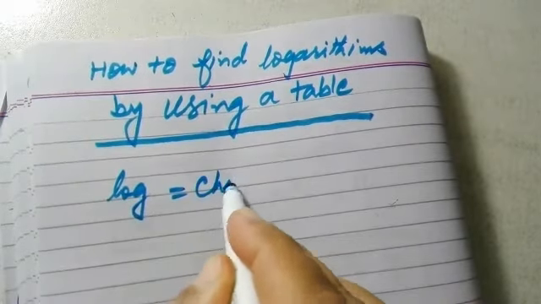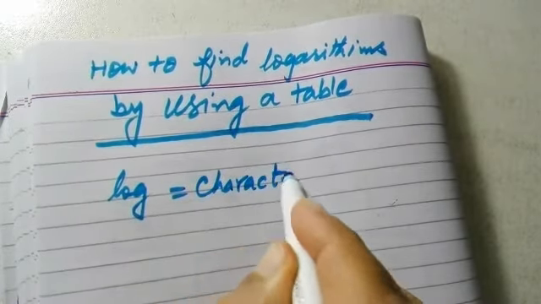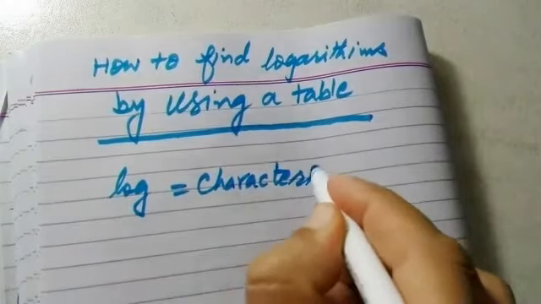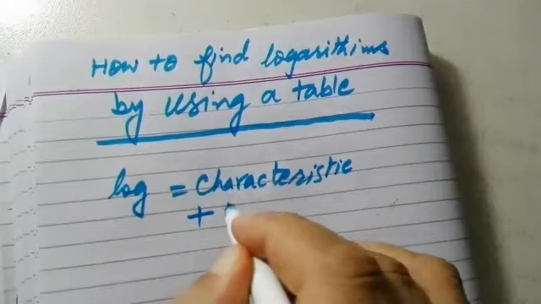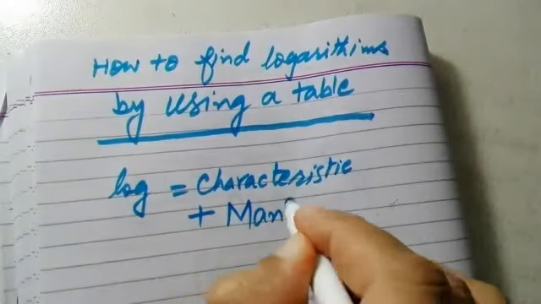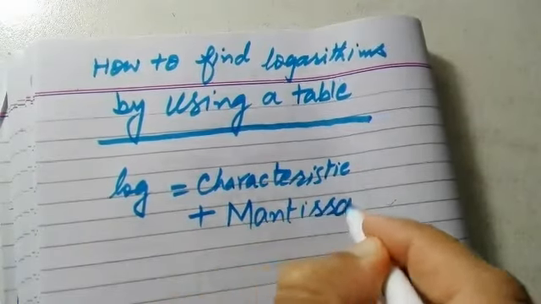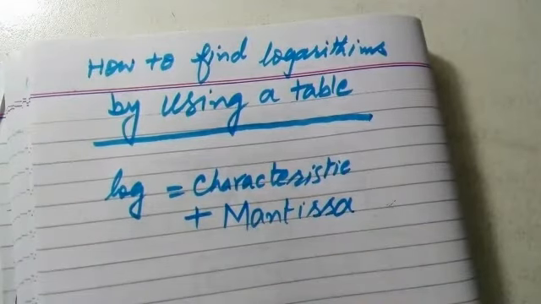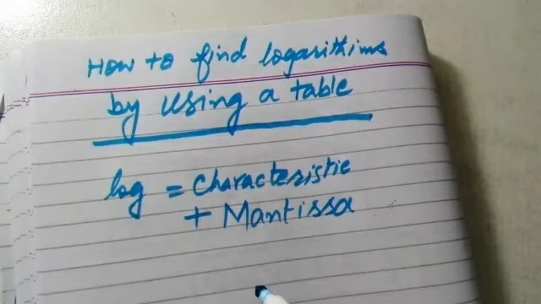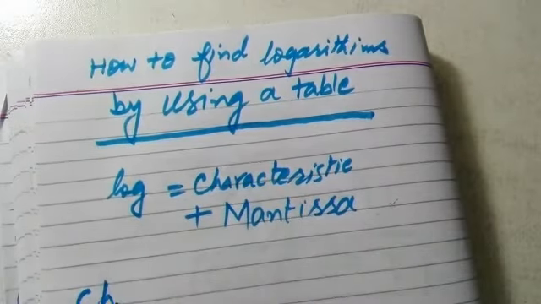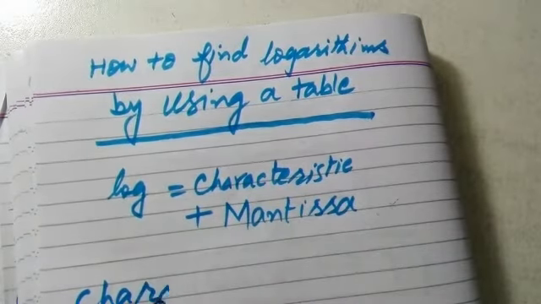characteristic, and the second one is called mantissa. These are the two parts which are required to find a logarithm of any number. So I will first explain how to find the characteristic, or what a characteristic is. So let's start the discussion with characteristic.